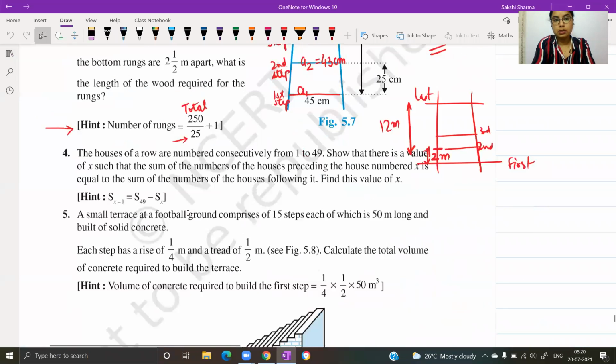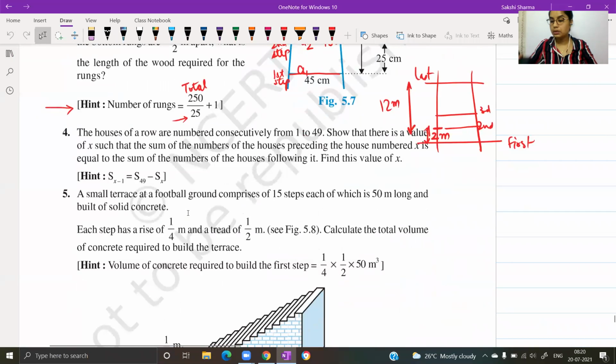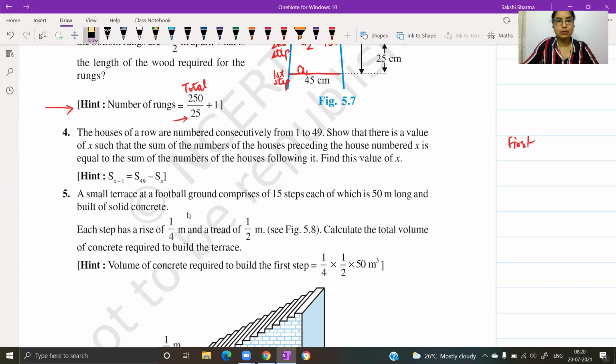Question number 4. The houses of a row are numbered consecutively from 1 to 49. Show that there is a value x such that the sum of the numbers of the houses preceding the house numbered as x is equal to the sum of the numbers of houses following it. So they have given you a clue also what we exactly need to find out. So let us say we have house number 1, house number 2, house number 3, so on up to house number 49. In a row, they are numbered from 1 to 49 consecutively. In between, there is a house whose number is x, house number x.